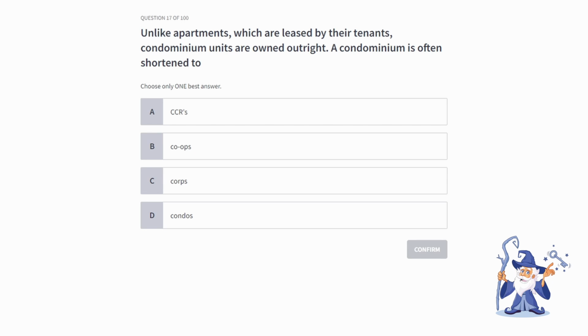Okay, question 17. Unlike apartments, which are leased by their tenants, condominium units are owned outright. A condominium is often shortened to, and it gives us 4 options: A, CCRs, B, co-ops, C, corps, or D, condos. So take a moment to think that one over and come up with your answer.